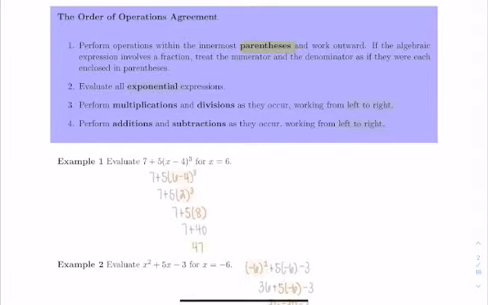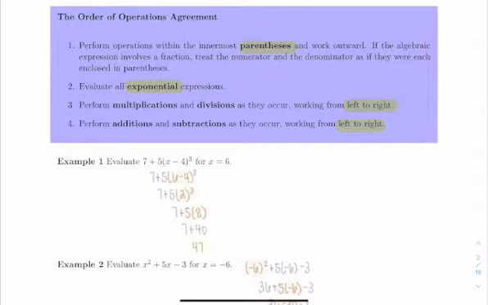If the algebraic expression involves a fraction, you treat the numerator and the denominator as if they were enclosed in parentheses. You will evaluate all exponential expressions, perform multiplications and divisions as they occur from left to right, and then same thing for addition and subtraction, you work them from left to right. So let's go ahead and put this to the test.